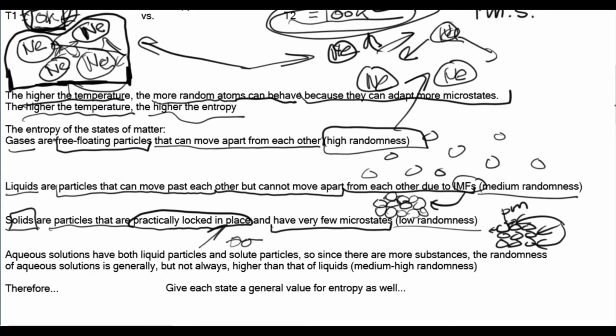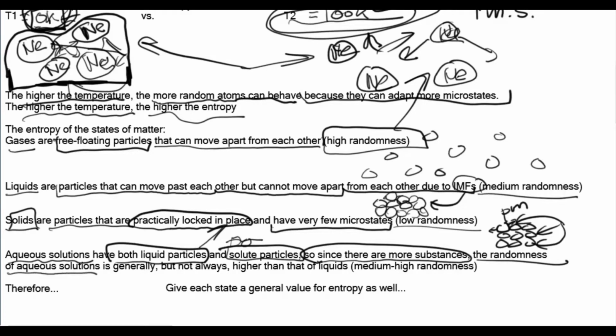Now let's talk about aqueous solutions. This is where things get a little bit tricky. Aqueous solutions have both liquid particles and solute particles. So since there are more substances, as we mentioned before, the randomness of aqueous solutions is generally, but not always, higher than that of liquids. So it has a medium-high randomness, let's just say.